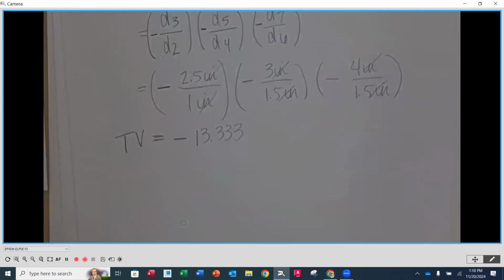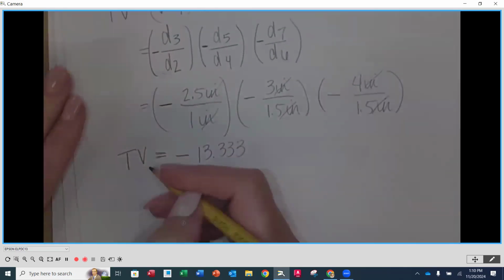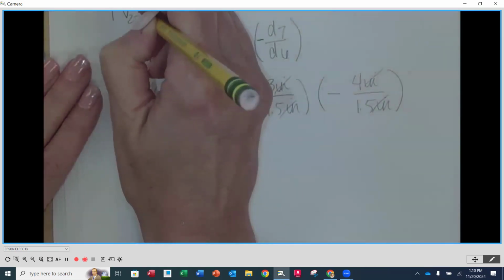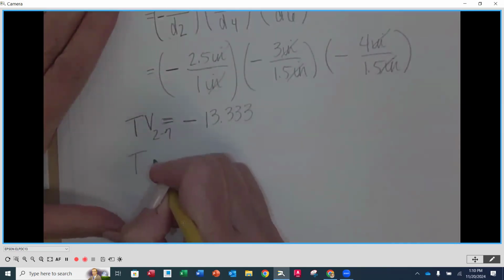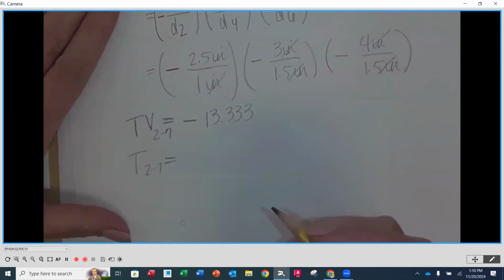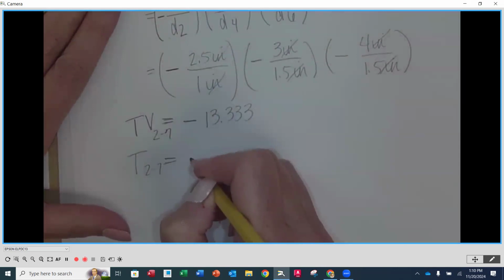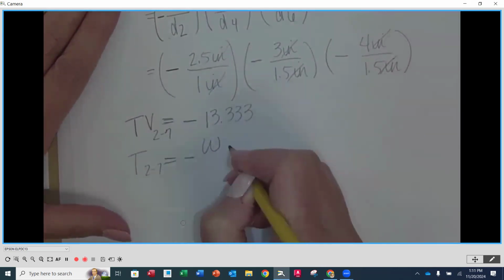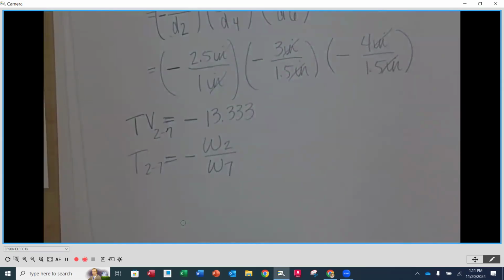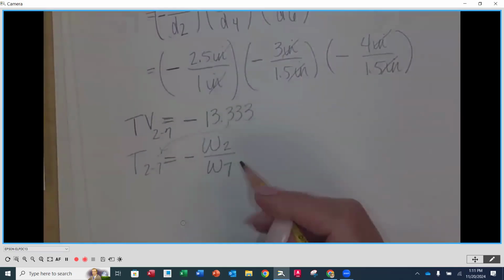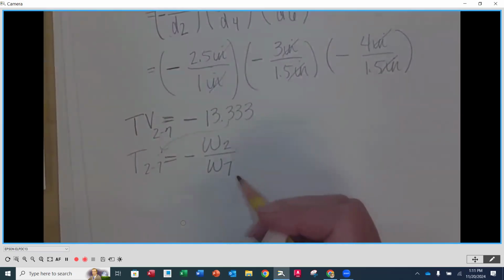Now, remember, this train value is all the way from, and we probably should label this, 2 to 7. So what that means is we can set this train value 2 to 7 equal to, we would put the negative in front of here, W2 divided by W7. So all the way from the beginning to the end. We know that our train value right here is the 13.333. We know that W2 is 1800 RPMs. Calculate for W7. Algebra rearrangement, that's all you have to do.